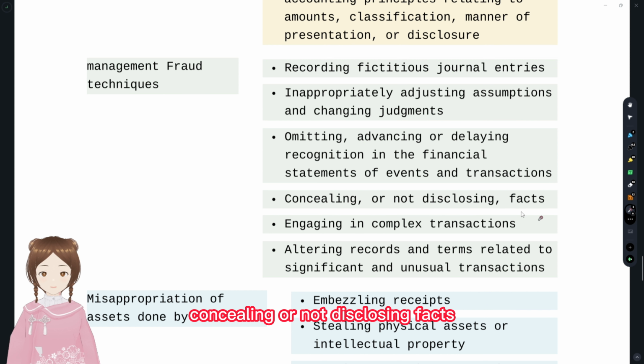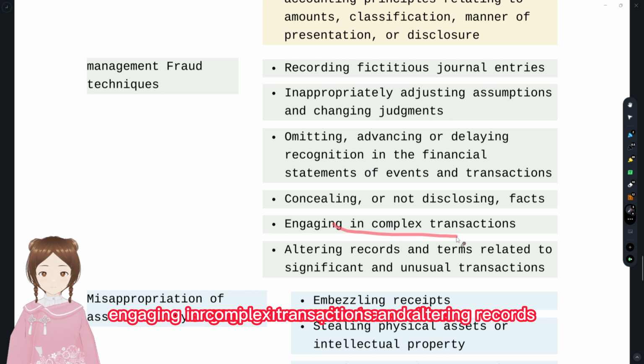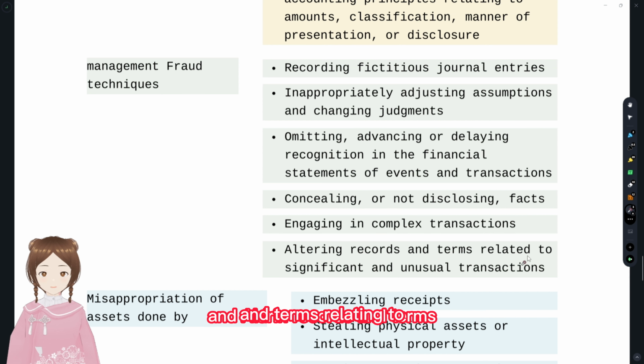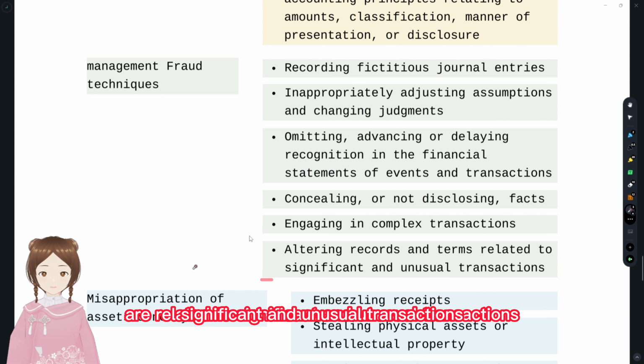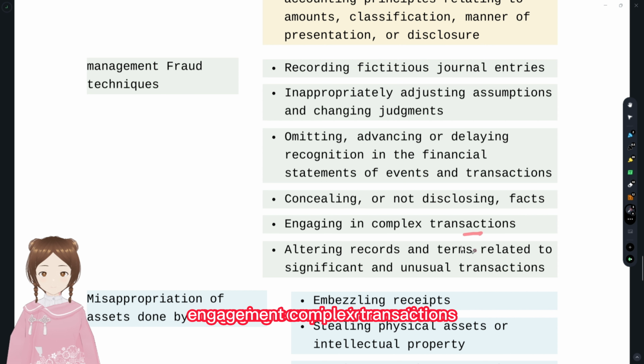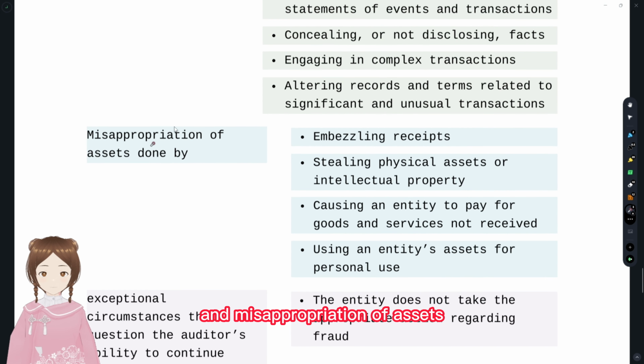Concealing or not disclosing facts, like concealing facts that had happened, such as a factory fire accident, etc. Engaging in complex transactions and altering records and terms relating to significant and unusual transactions. With regards to complex and unusual transactions, what could they do? They could record fictitious journal entries, inappropriately make assumptions, change, omit, advance, and delay a few events and transactions, conceal or not disclose facts, engage in complex transactions, alter records with unusual transactions, and misappropriate assets.